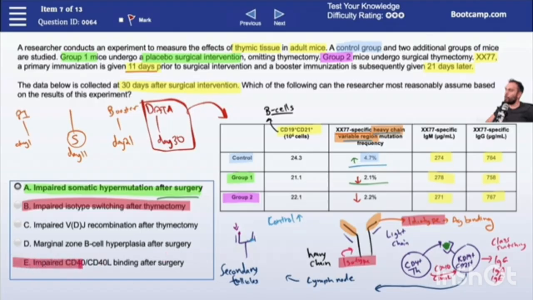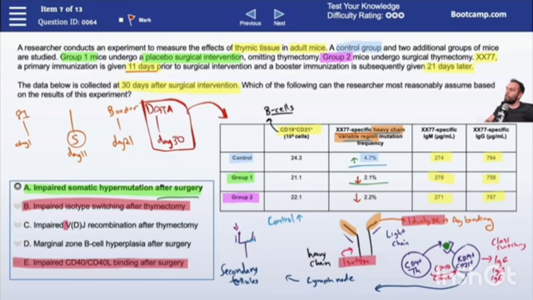The same would be true for impaired CD40 ligand binding, because remember, we need this to get class switching, right? If we don't have CD40 ligand binding, it's going to be pretty hard to get class switching. That's why if you have a defect in CD40 or CD40 ligand, we call it hyper IgM syndrome, because then all you can really produce is your baseline IgM, which is not what we see here, right? So in both of these groups, we can clearly see that there is an IgG response.